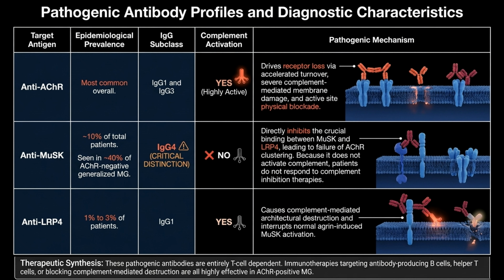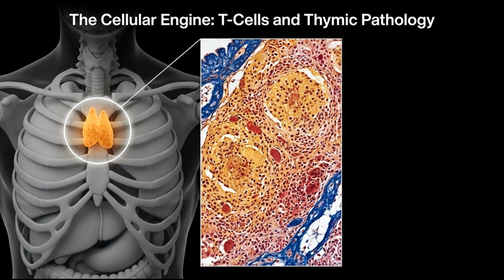This is why immunotherapeutic strategies that target antibody-producing B cells or helper T cells, or directly reduce the pathogenic antibodies, or block complement-mediated destruction of AChRs are all effective in anti-AChR positive MG. Although MG is driven by autoantibodies, a significant contribution exists from T cells, particularly T regulatory cells.